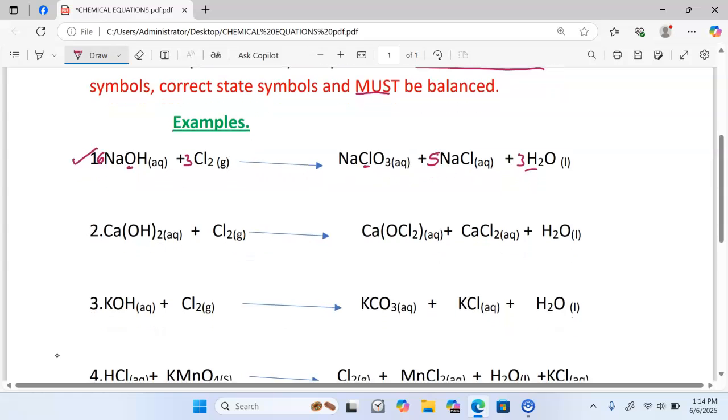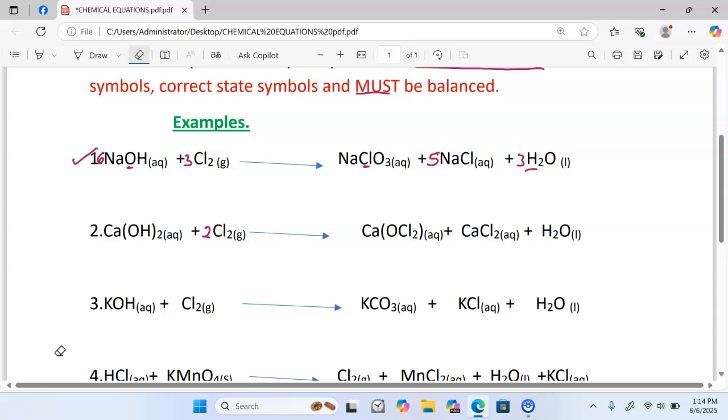Then now we move to the reaction between calcium hydroxide plus chlorine, giving us calcium hypochlorite, calcium chloride, and water. For us to balance chlorines first, we have chlorine on calcium hypochlorite and chlorine on calcium chloride. We have 2, meaning they are 4. That means to balance chlorines, we multiply 2 behind chlorine. And now the chlorines are balanced.